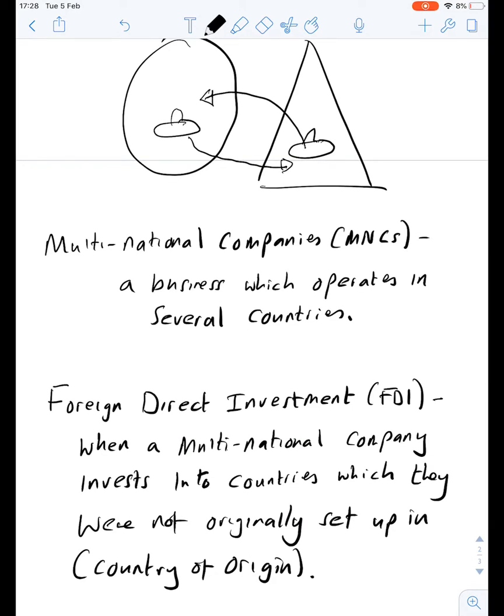Okay, the next key term I would like you to revise, that's going to feature a lot in this particular section of the course, is multinational companies, MNCs. This basically is a business which operates in several countries. The actual definition is a business that operates in more than one country, but if you write in the exam a business which operates in several countries, you will get the marks for this.